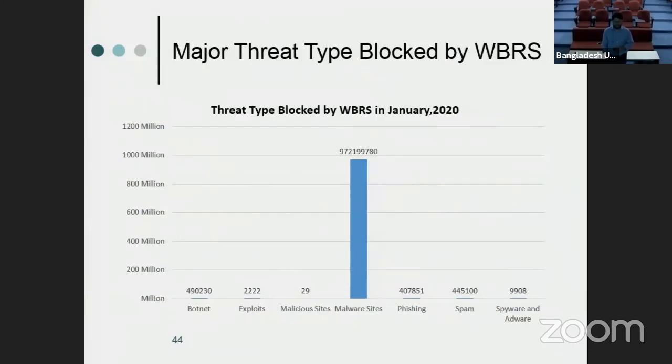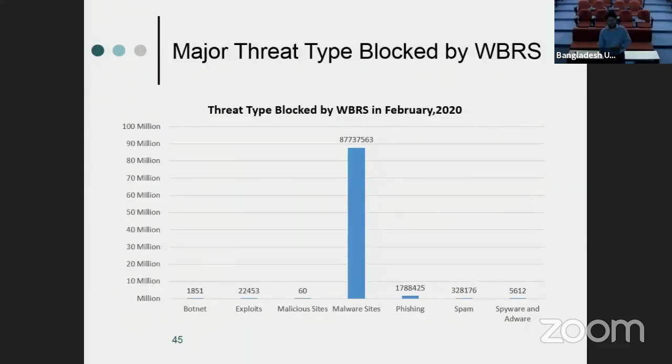In January, this is also interesting. We see very little phishing in January, but there is a hike in malware sites. We have only 400,000 for phishing, but almost 1,000 million malware site attacks in January. In the last month, we see similar trends. We are seeing 87 million attacks in malware sites, but again very little phishing and other categories as well. So from these 5 months of data, the most dominant types of attack coming into the system are malware sites and phishing.